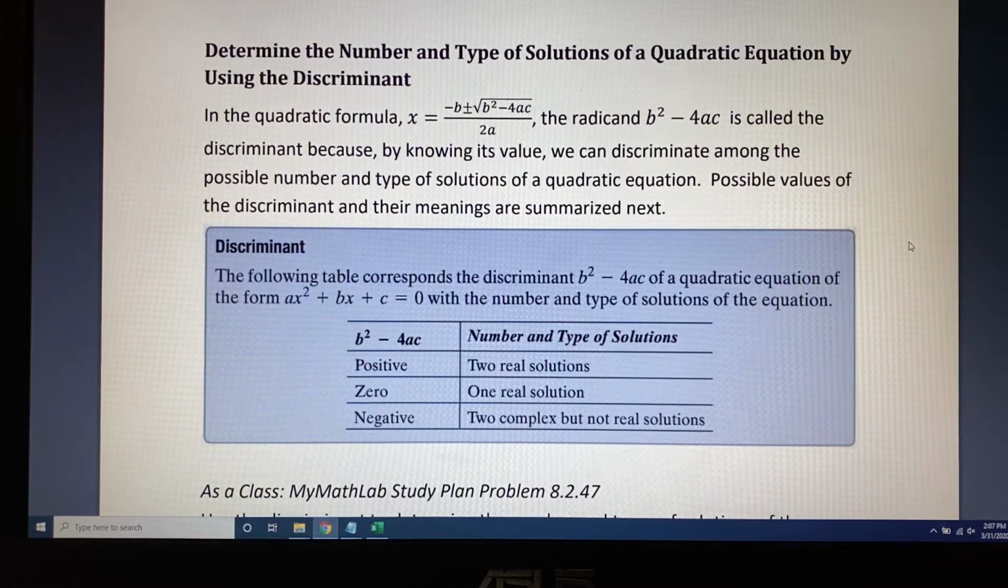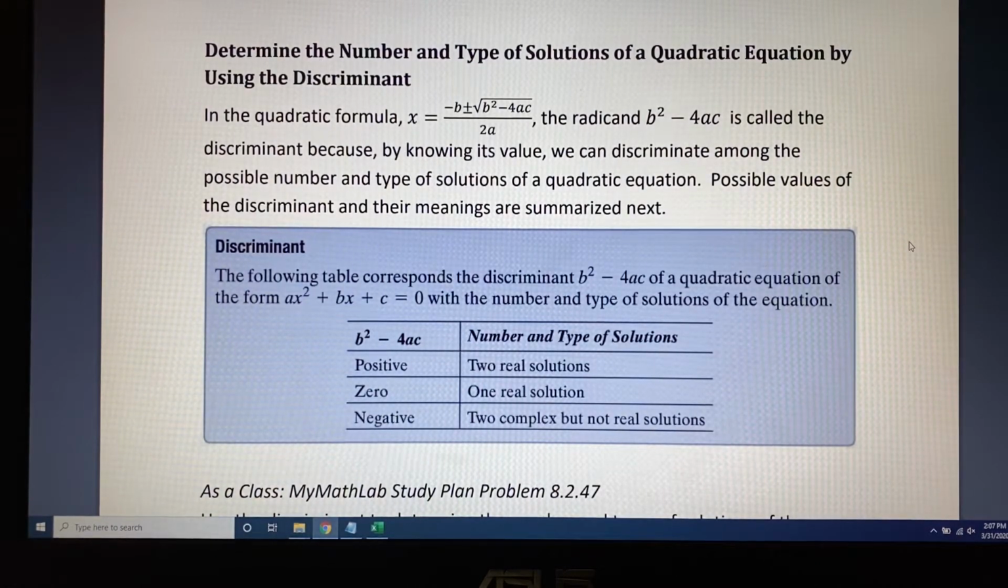Discriminant. The following table corresponds the discriminant b squared minus 4ac of a quadratic equation of the form ax squared plus bx plus c equals 0 with the number and type of solutions of the equation. All right, let's read the table.